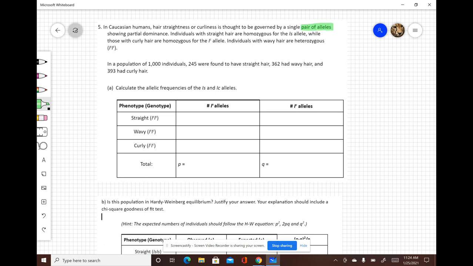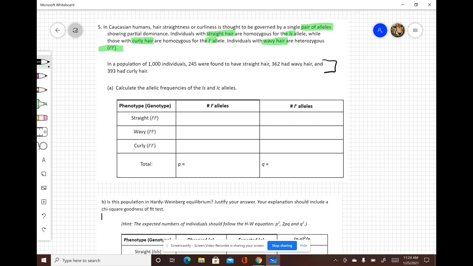When you have straight hair, you're homozygous for the S allele. When you have curly hair, you're homozygous for the C allele. And when you have wavy hair, you're heterozygous with the S and C allele, right? We know that we inherit 2 alleles every single time, and that's going to be associated to our phenotype.